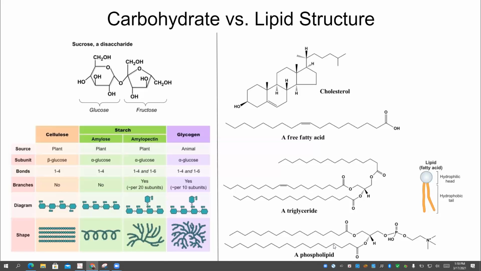Remember, the more carbon and hydrogen you have in you, the more hydrophobic you are going to be. Whereas the more oxygen, the more nitrogen, the more phosphorus you have, the more hydrophilic you're going to be.